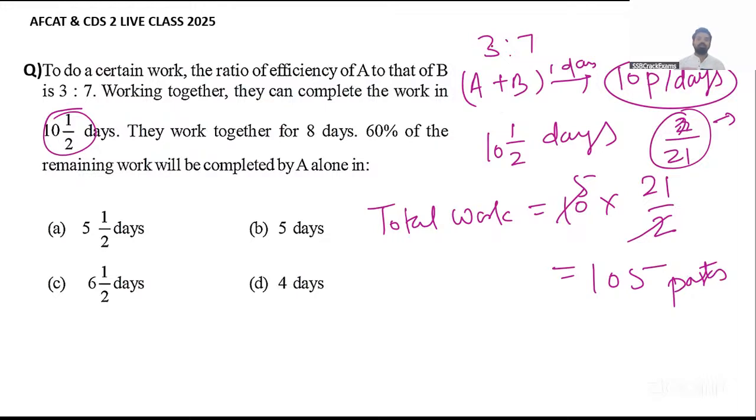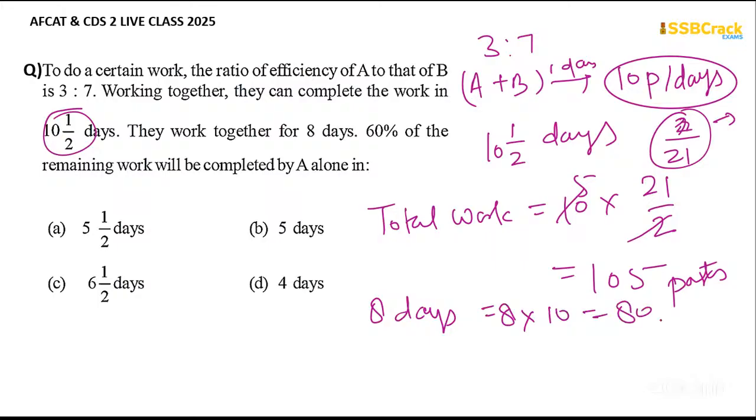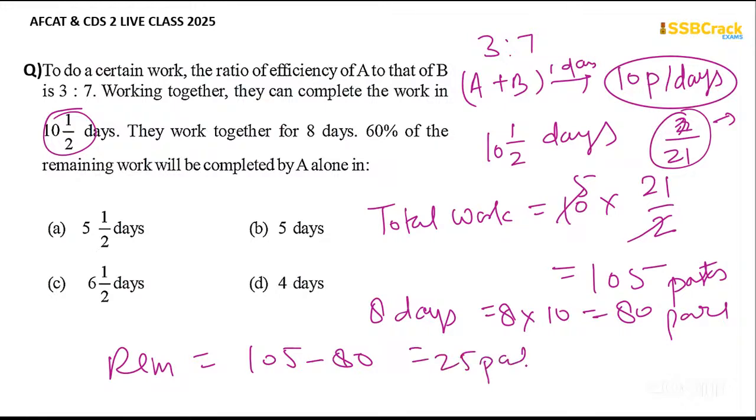So what will we do next? Both are working 8 days together. How much work will be completed in 8 days? The rate is 10 parts per day, so in 8 days it will be 80 parts. So how much work is remaining? Remaining work is 105 parts minus 80 parts, so it is 25 parts. Only 25 parts of the work is remaining.